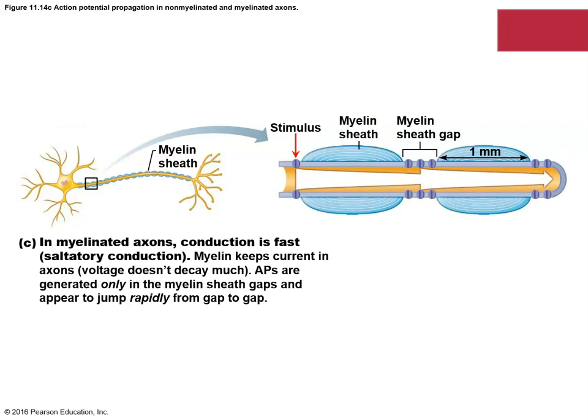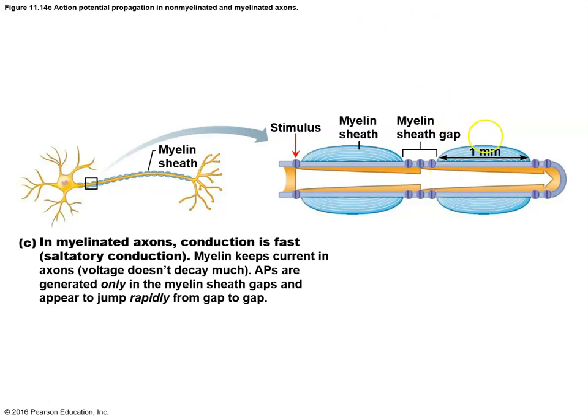In myelinated axons, so insulated axons, because the insulation reduces the rate at which the voltage decays, you can travel a much farther distance before you have to stop and recharge. This allows for a much higher rate of signal transmission. And so this process is called saltatory conduction.